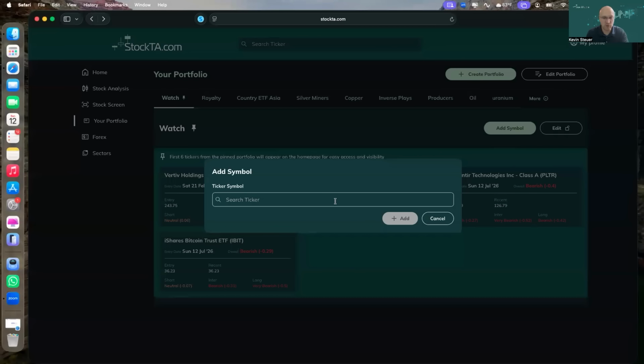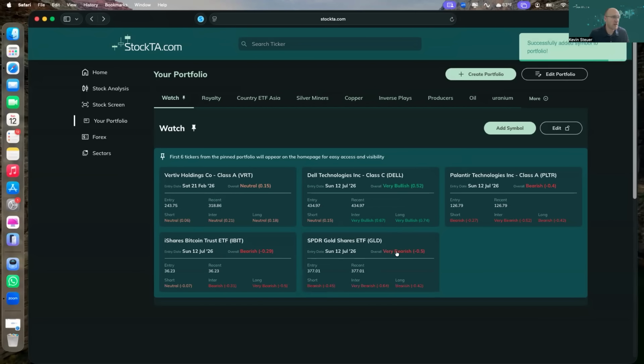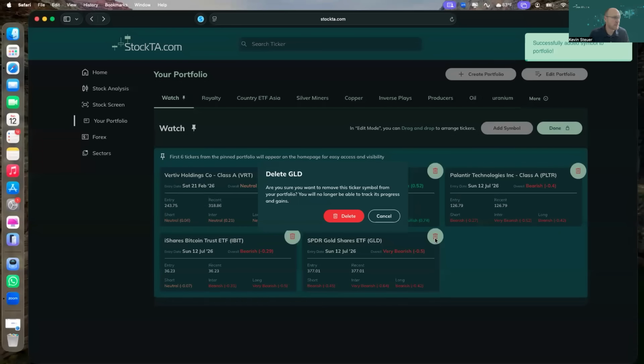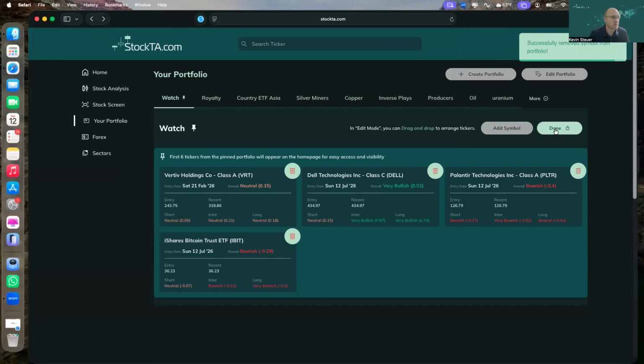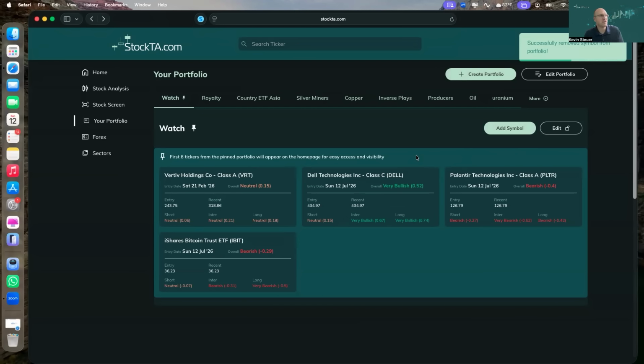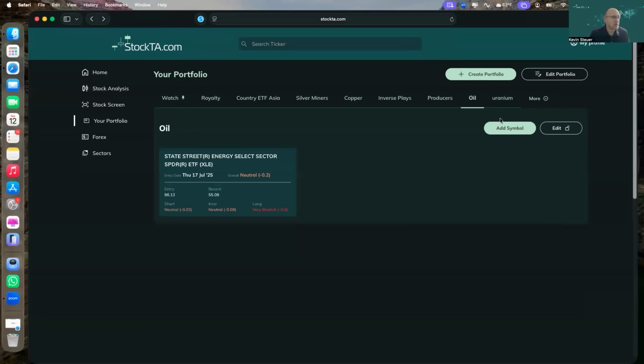So again, if you want gold, GLD, add. So we make it very easy. And then if you need to delete something, edit, delete, done. So again, very simple. You can create multiple portfolios. I have different watch lists. I have different sectors that I keep an eye on. So a lot of different ways to keep yourself organized as a trader here.